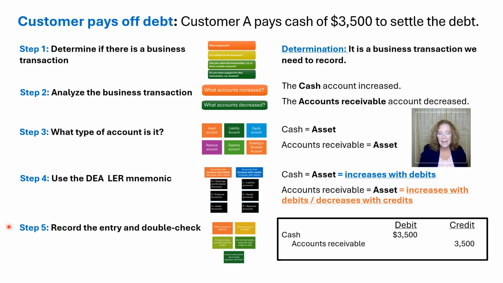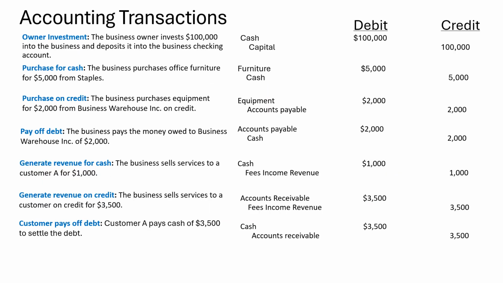Cash is an asset and it increased by $3,500. So plus $3,500 to the asset or left side of the equation. Accounts receivable decreased, and so the asset side decreased by $3,500. So the asset side of the accounting equation increased by $3,500, but also decreased by $3,500, and the equation still balances. Let's add this transaction to our list of accounting transactions as well.